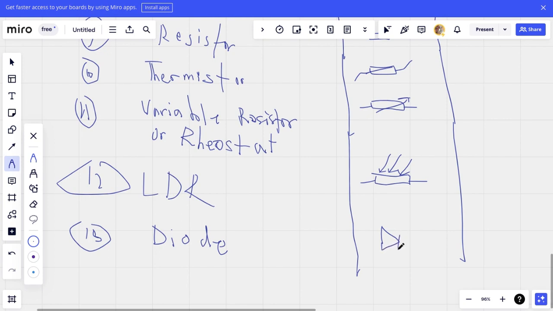Light emitting diode. This is a diode. They allow current to flow in one direction only. Current cannot flow in the reverse. Current will pass through a diode in one direction. Okay? If you don't want current to reverse, you use a diode when you're building a circuit.